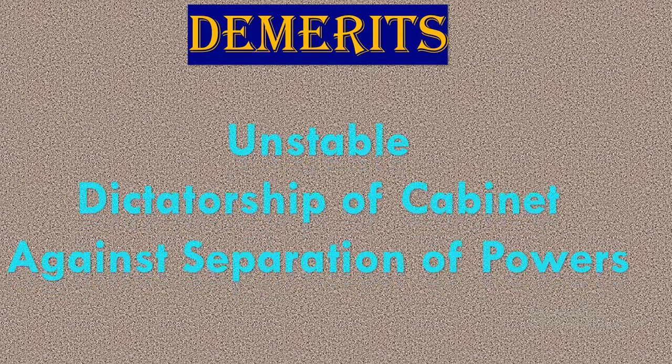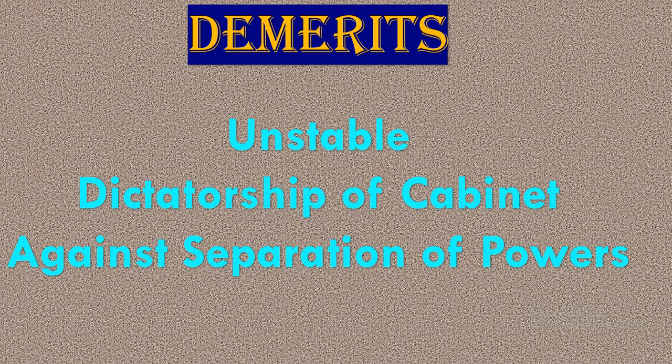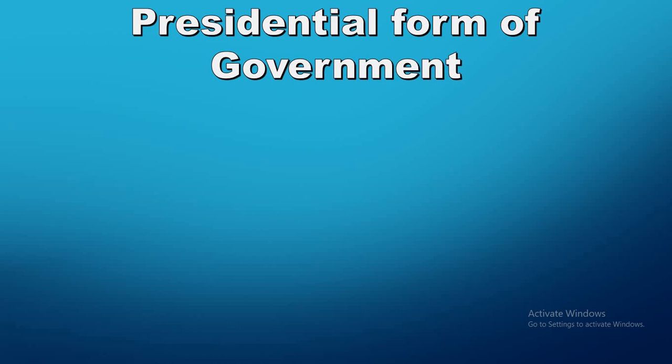We'll see the demerits: unstable and dictatorship of the cabinet, and it doesn't have any continuity in the policies. Also, it's against the separation of powers. The next we are going to see is the presidential form of government. Children, just remember we are in the forms of government. So the types of constitution also lead to the presidential and the parliamentary form of government. So we are in the presidential form of government.